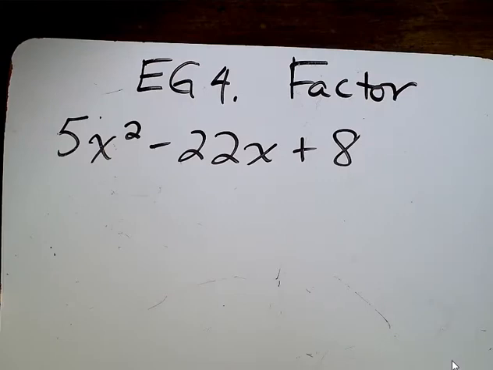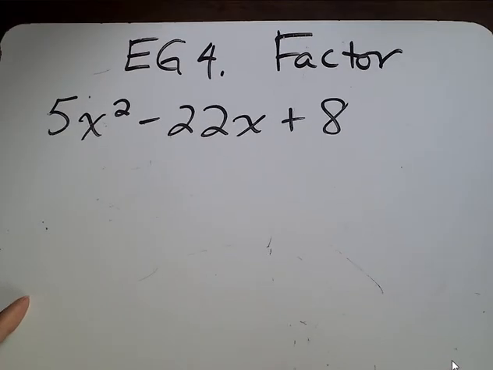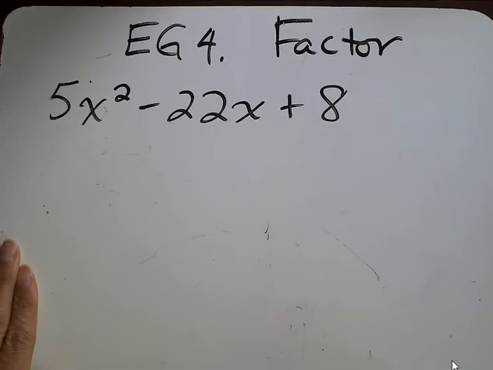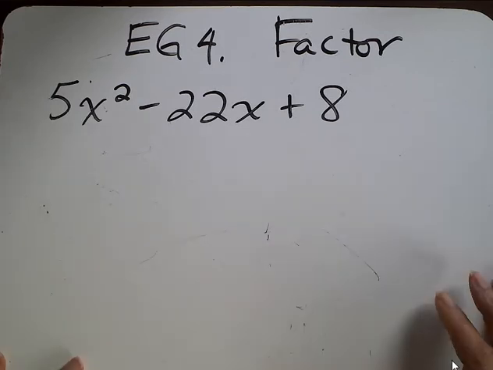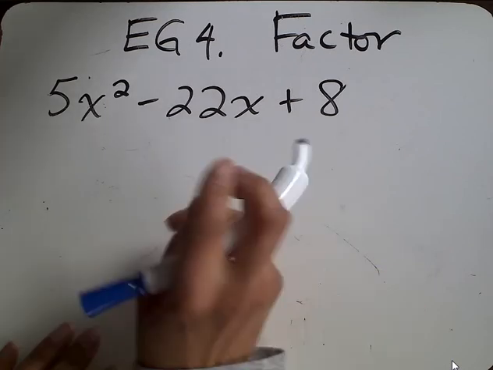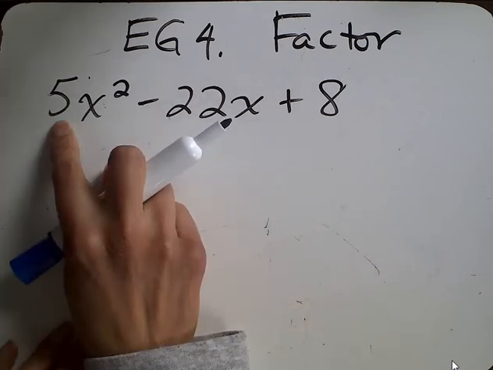The next example. I want you to pause the video and decide which factoring method you're going to use. We want to factor 5x squared minus 22x plus 8. In this question, once again, we always start by common factoring, or considering common factoring. I do not have a common factor, so I'm going to move on. I have 3 terms, and a is not 1, so I'm going to use decomposition.